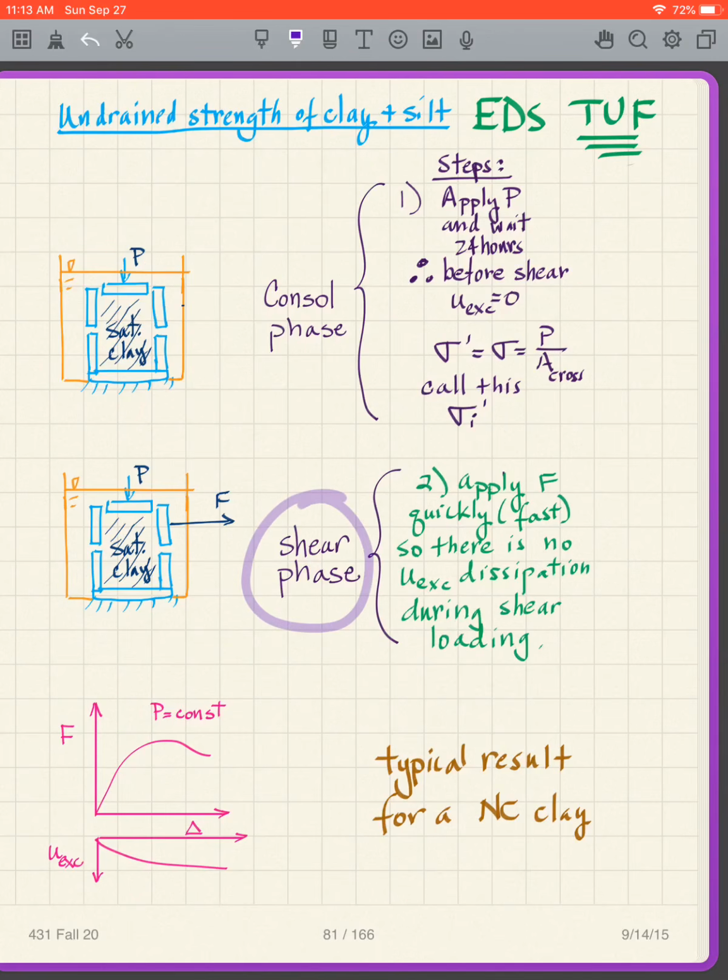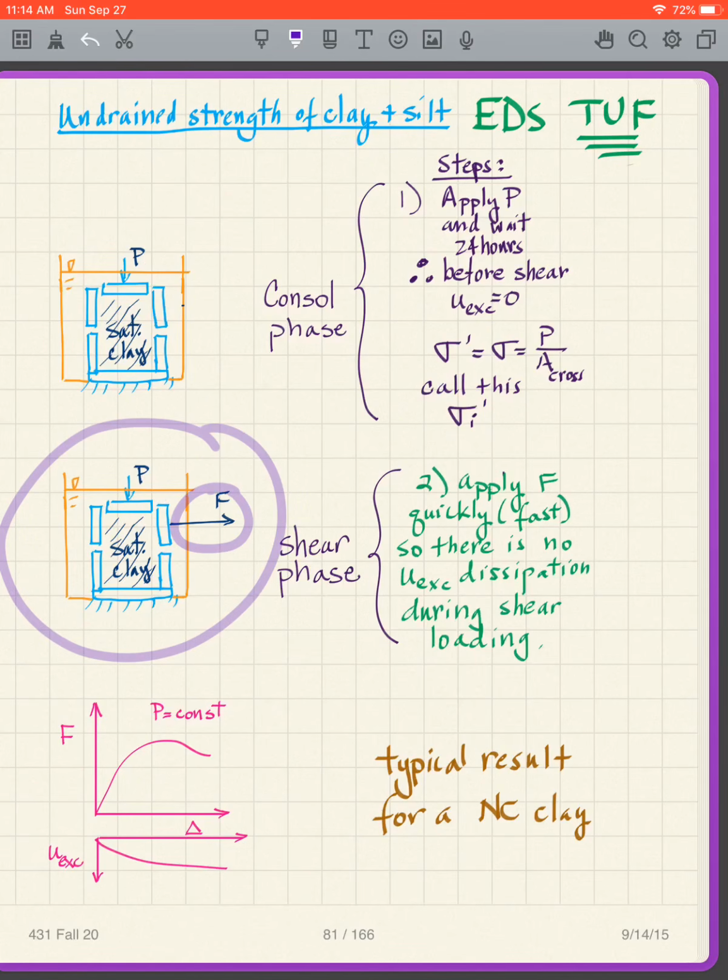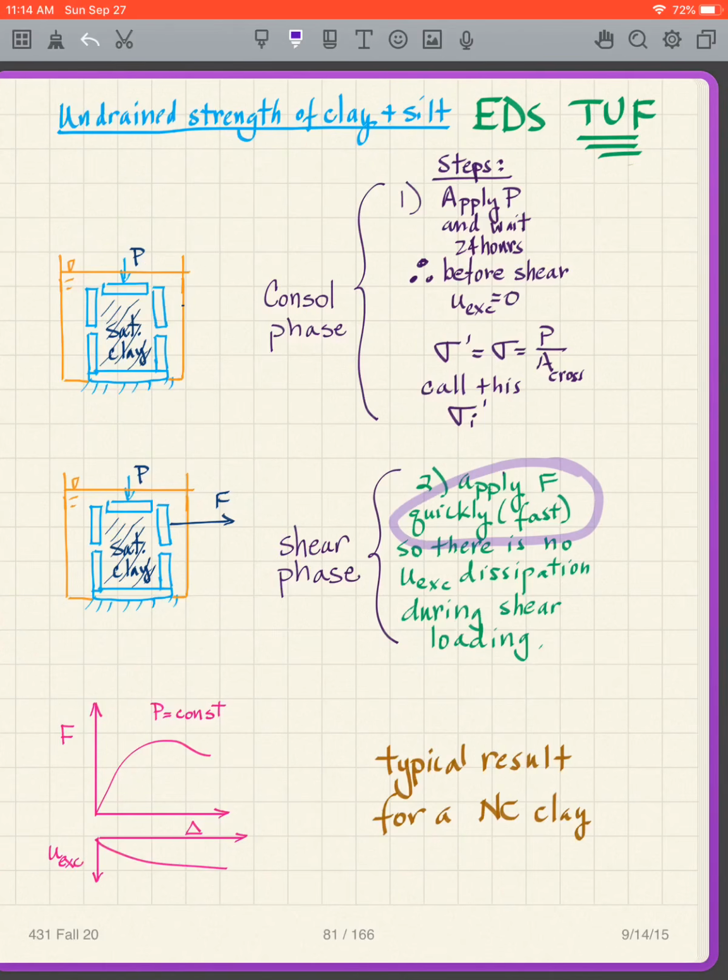The shearing phase, what do we do? Well, we put on the F. So the P remains constant, and we increase the F until we get failure. So we apply the F quickly. In other words, the shearing phase is the quick part, the fast part. So there is no U excess dissipation during the shear loading. So in other words, we generate our excess pore pressures with the shearing stresses that we apply here.